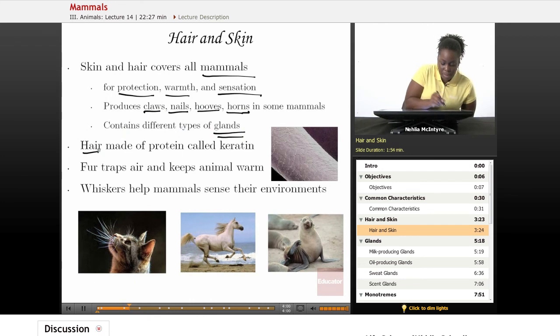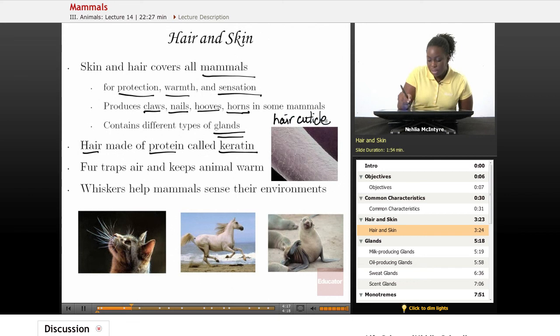The hair is made of a special protein called keratin. Keratin is a hard protein that is basically used to make your nails and the hair. This is actually a picture of the hair cuticle. It's just magnified thousands of times so you can actually see the different parts of the hair. This is called a hair shaft. This will be like one hair, but you can see all the different shapes that look like shingles. These would be considered parts of the hair cuticle, and it's all made of this special protein keratin.